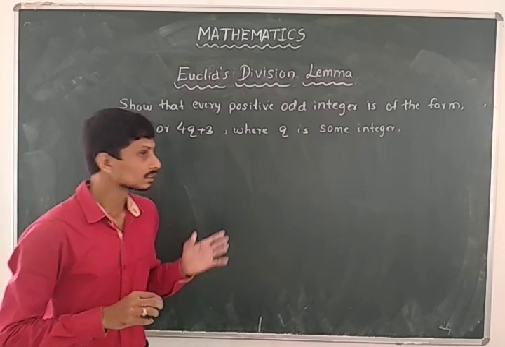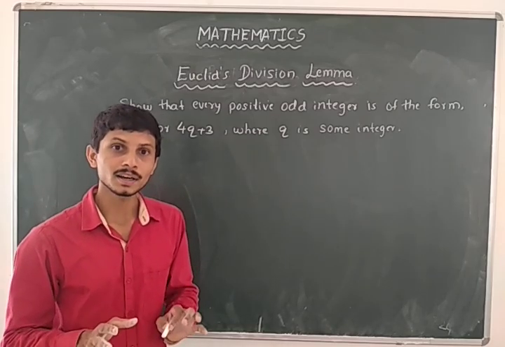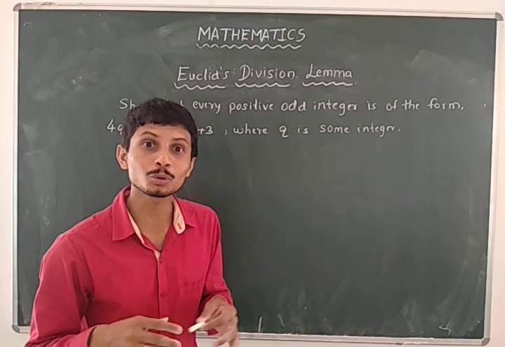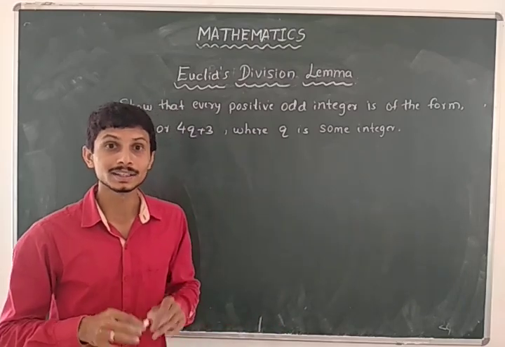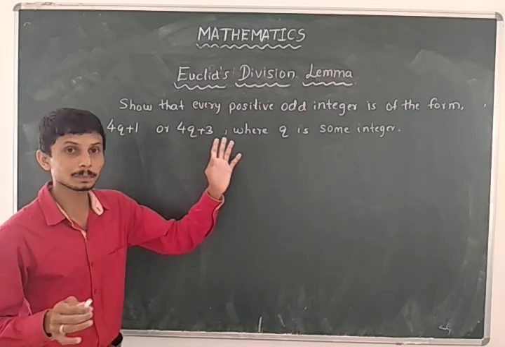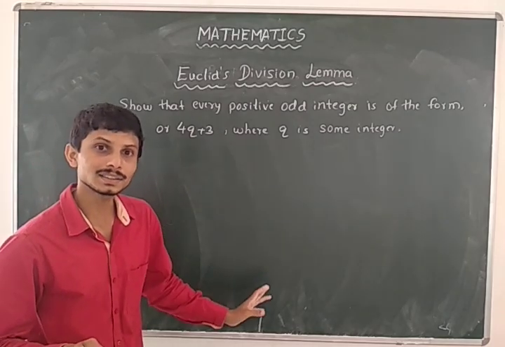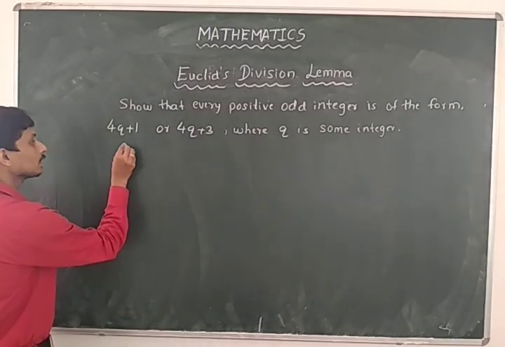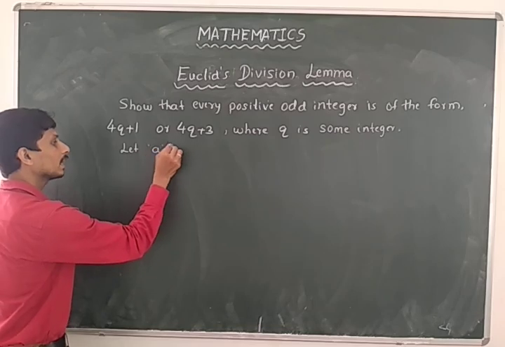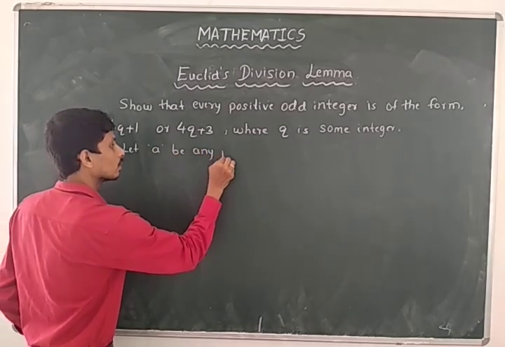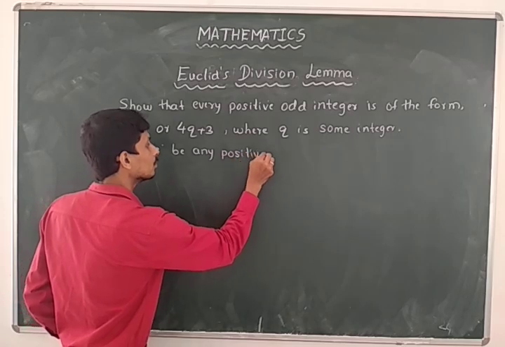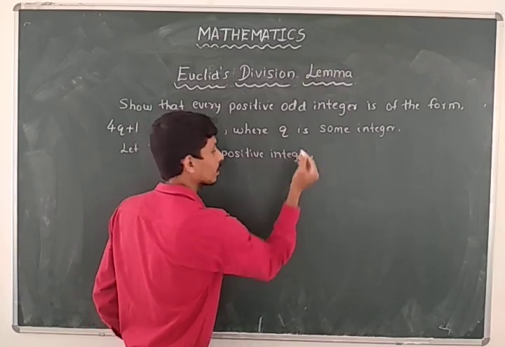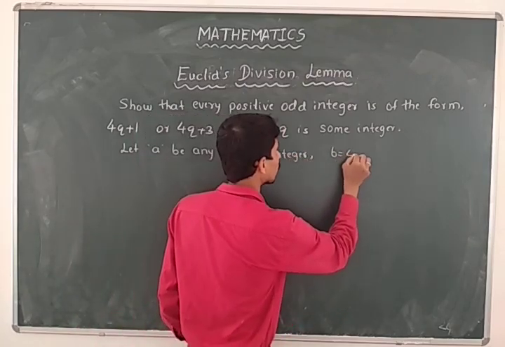So just consider a as the positive integer, and what happens to b? In the previous problem we took b equal to 2, because there was 2q and 2q plus 1. Here there are 4q and 4q plus 1, so that means we have to consider b as 4 here. So let a be any positive integer and b is equal to 4.